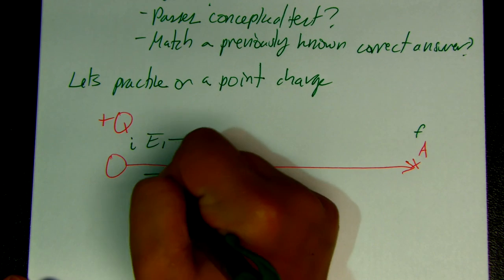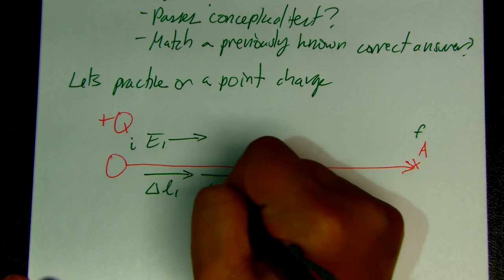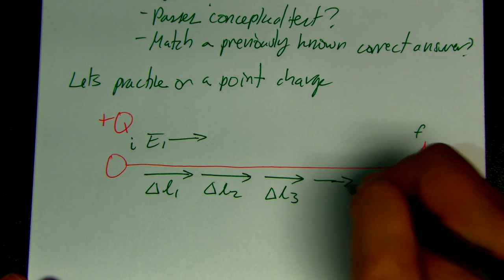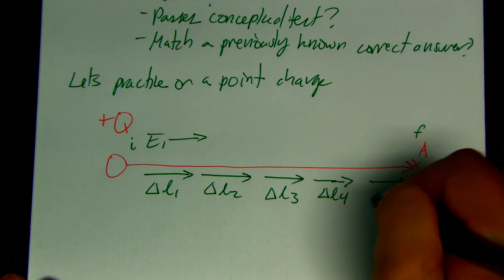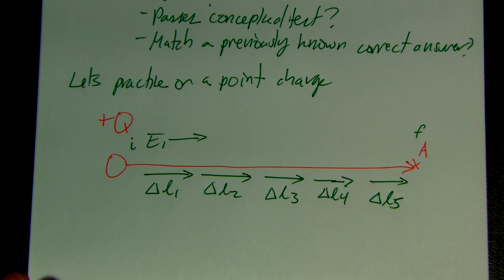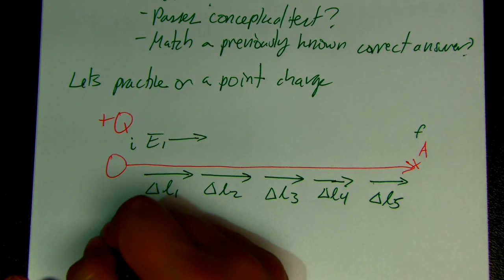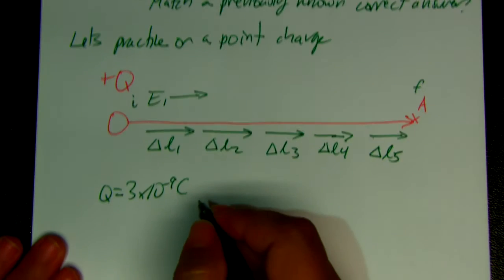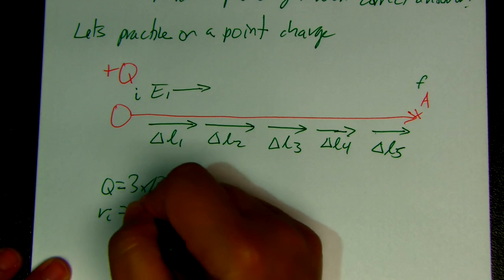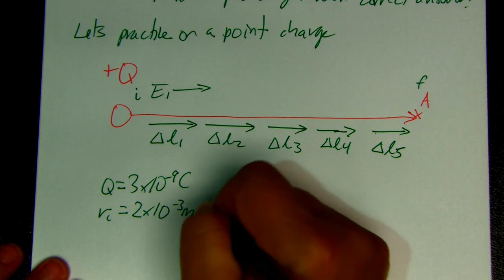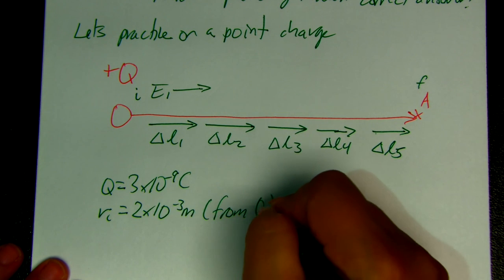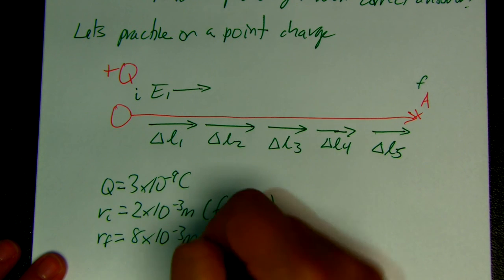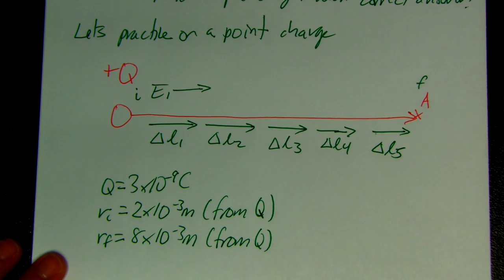So we could break this up into delta L1, delta L2, delta L3, delta L4, and then delta L5. So we have 5 even pieces. Okay, so Q is equal to 3 times 10 to the minus 9 coulombs. Our initial is 2 times 10 to the minus 3 meters from Q. And our final is equal to 8 times 10 to the minus 3 meters from Q.